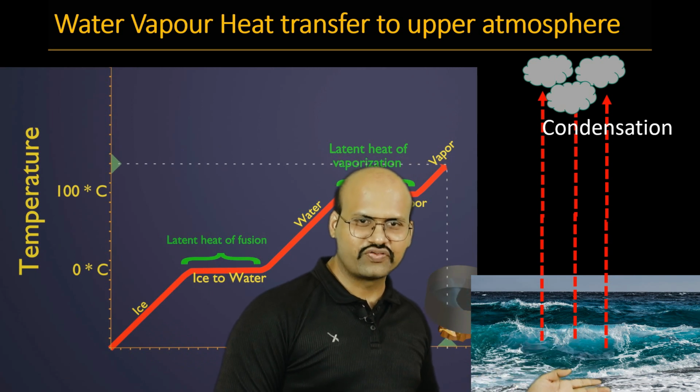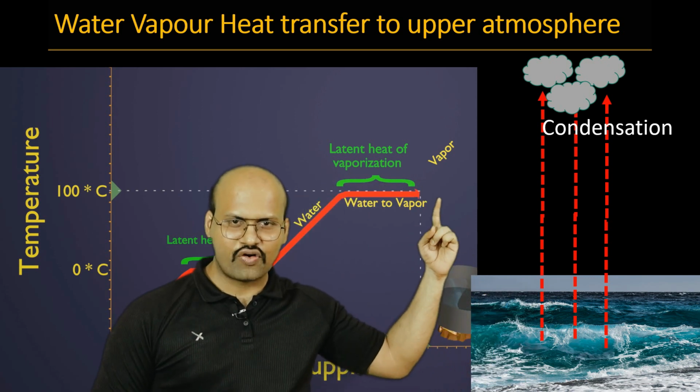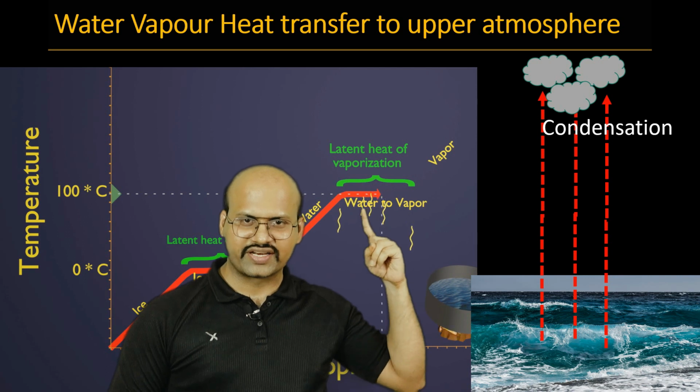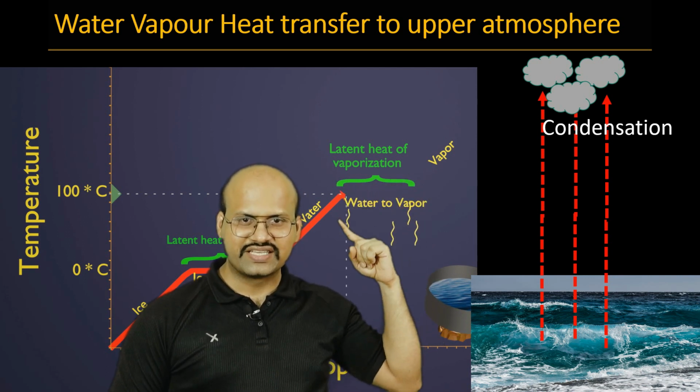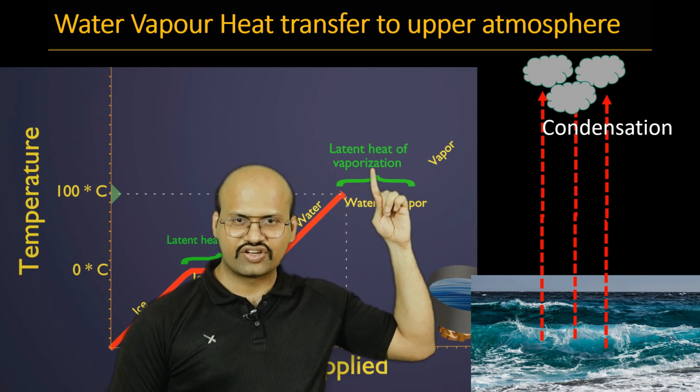But now when this water goes up, it starts to condense. Here you can see that now when we cool this vapor, the temperature will not decrease over here, but heat is released. Why? Because this heat is released for converting the vapor into water. This is again called latent heat of vaporization.